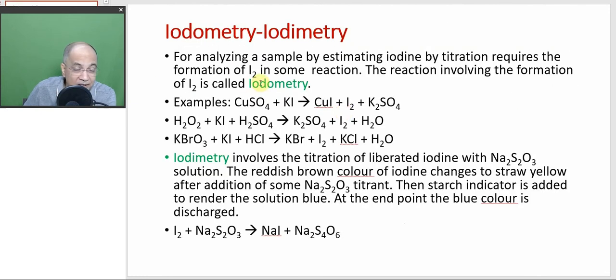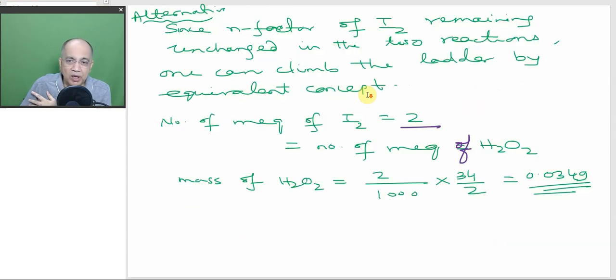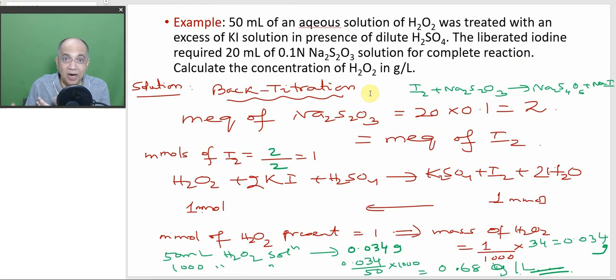Just let me revise. The process in which iodine is produced is iodometry, and the process in which it is consumed is iodimetry, and that's the titration. The only titrant, sodium thiosulfate, is used for that. But there are multiple methods by which iodine is produced, depending on what sample you are analyzing. If you are analyzing an oxidant sample, you can use KI to produce I2 in most cases.